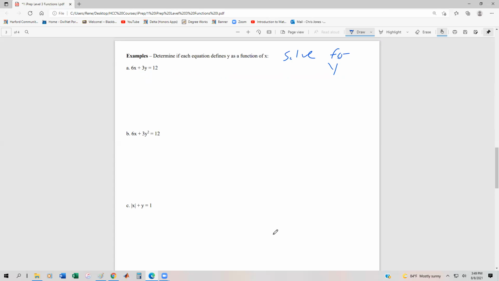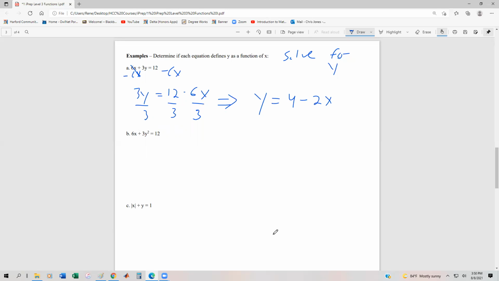So if we were to solve this for y, the first thing we would do is subtract 6x from both sides. And so if we do that, that's going to cancel out and we get 3y equals 12 minus 6x. And the last thing we would do to solve this is divide everything by 3, right? Just like we do with our linear algebra. And so this would be y equals 4 minus 2x.